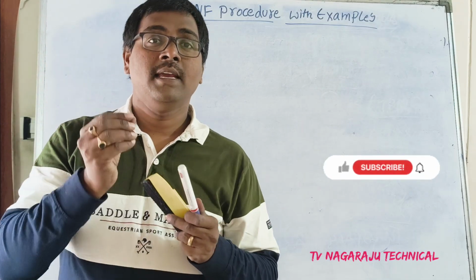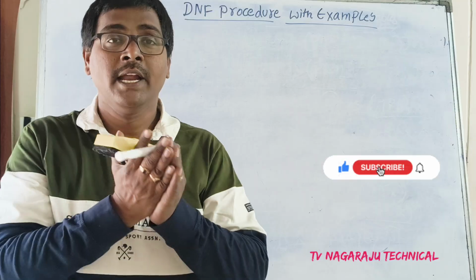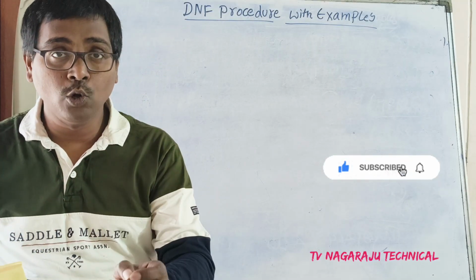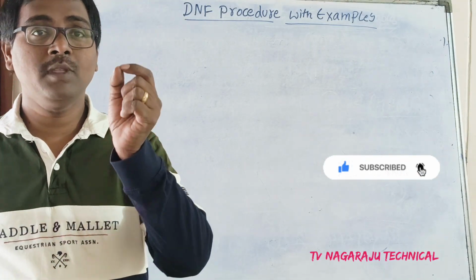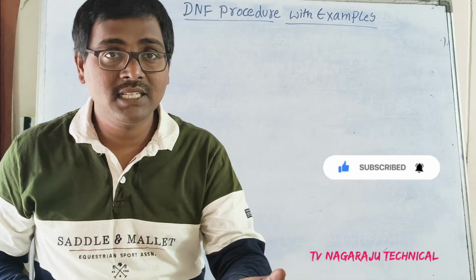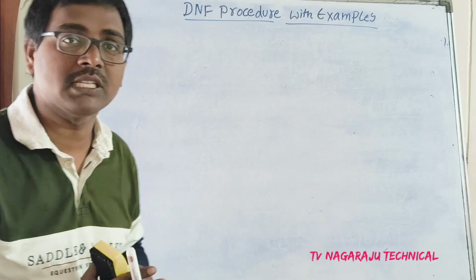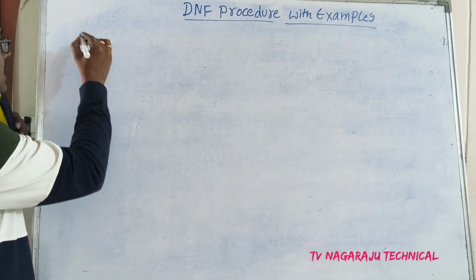Welcome to our channel. In the last session, we discussed different normal forms. Now, in this session, we will move to the first normal form, that is disjunctive normal form. How do we get the disjunctive normal form? We will discuss the procedure along with some examples. Now, what is the procedure?